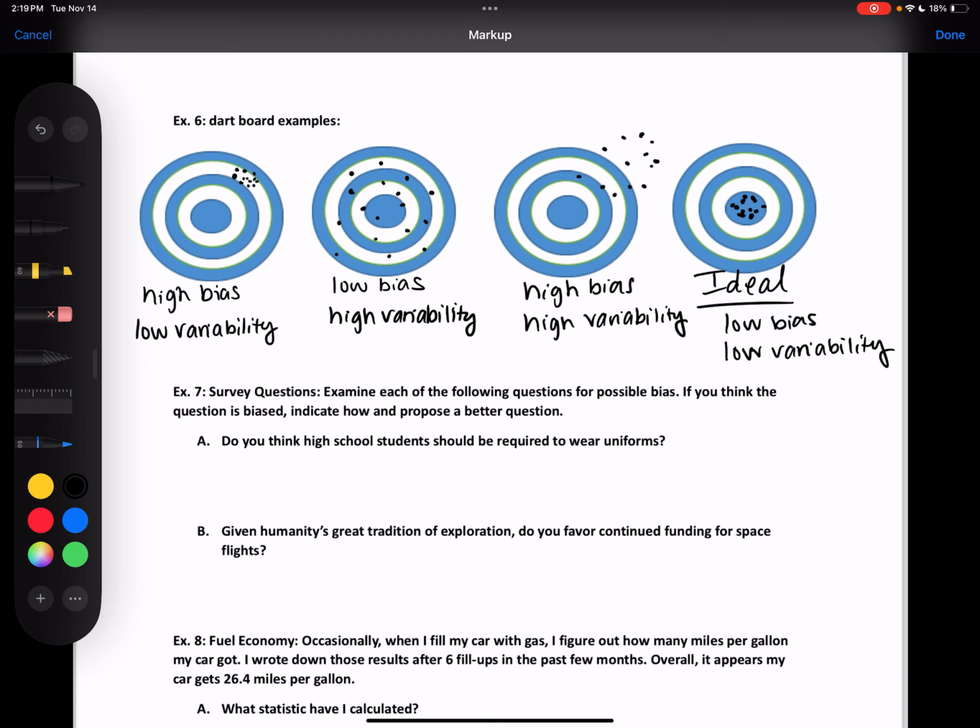Okay, we're seeking to have a bullseye when you hit the dartboard. And we want them to all be as closely packed together, because that means they're accurate, so low variability. So we'll pick up tomorrow with the rest.